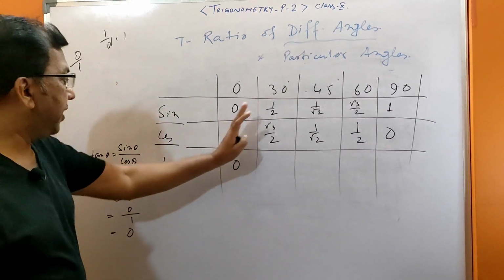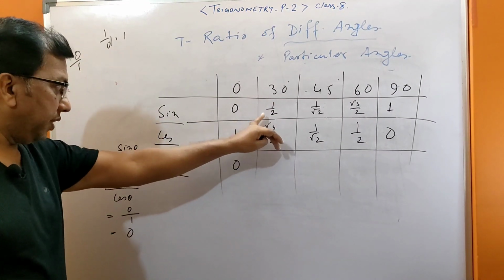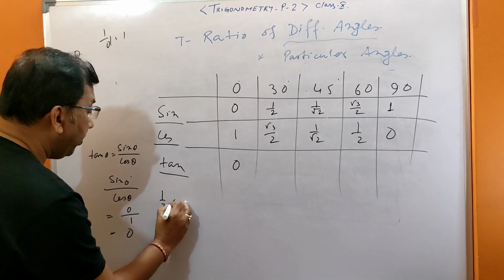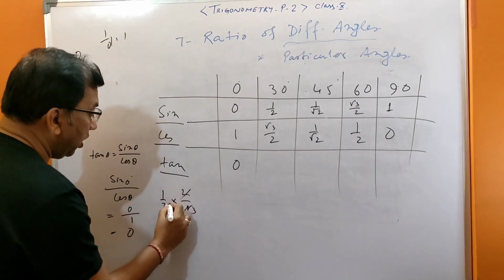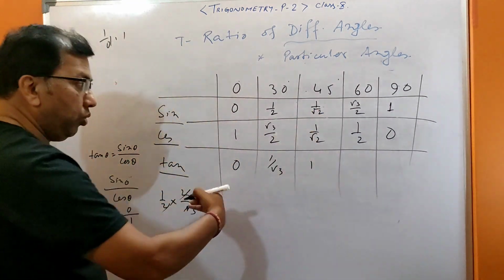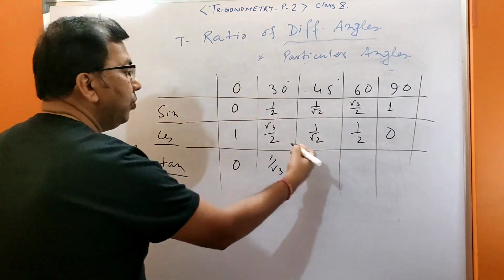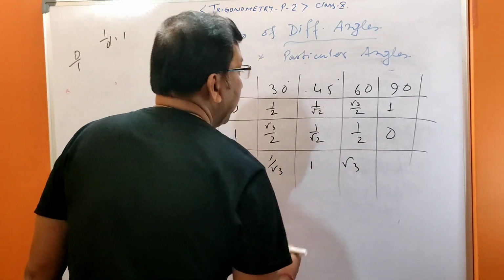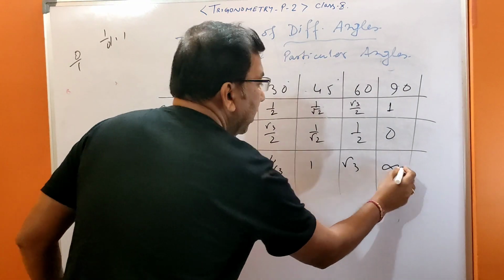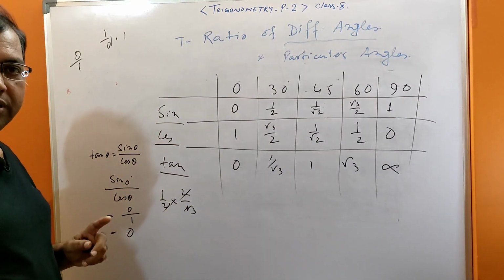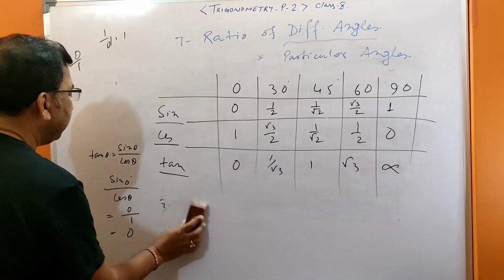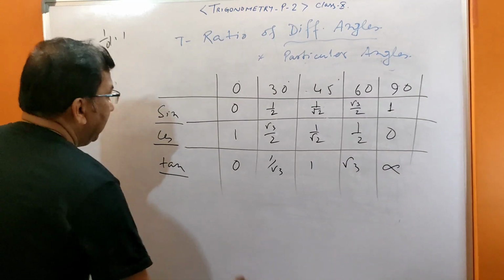Same thing, tan 30 is sin 30 by cos 30, and half divided by root 3 by 2. That means half into 2 by root 3, the 2 cuts, and it is 1 by root 3. Tan 45 is 1 by root 2 divided by 1 by root 2, which is 1. Tan 60 is root 3. Tan 90 is 1 by 0, that is, infinite value. In this way, you can get all the values.